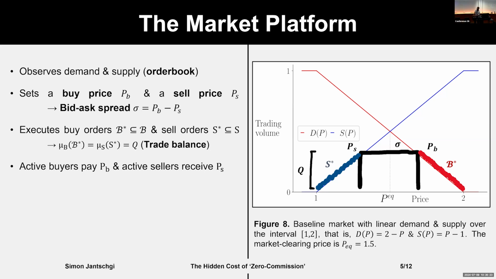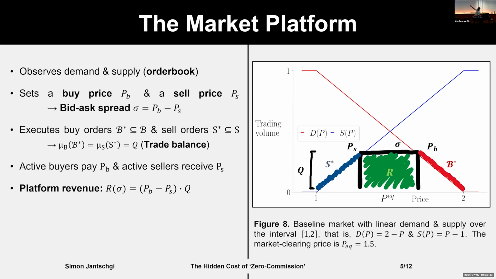Now, active buyers are going to pay the buy price. Active sellers are going to receive the sell price, as is the case in the financial market. And the platform revenue is thus the bid-ask spread times the trading volume. So in the case that I put up here, the revenue can be basically illustrated as this rectangle that you can fit under the demand and the supply curve.